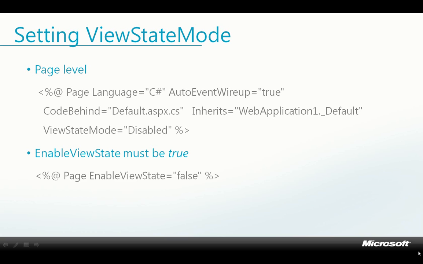And one warning, the value of the view state mode property only works if the enable view state property is set to true. If it's set to false, like in this example here where I'm setting it at the page level, then it doesn't matter how you set the view state mode. State isn't ever going to be preserved.